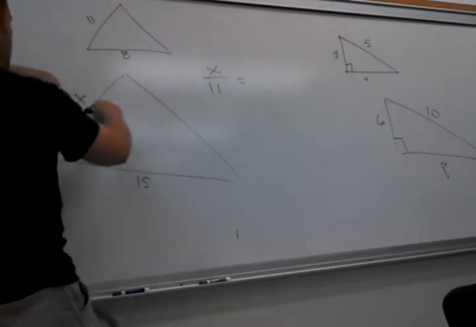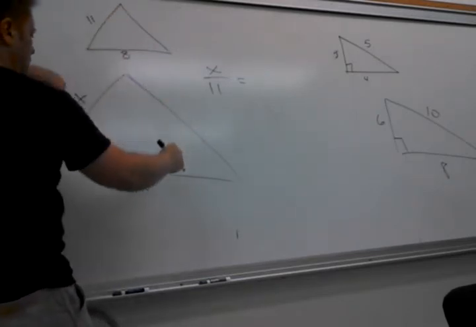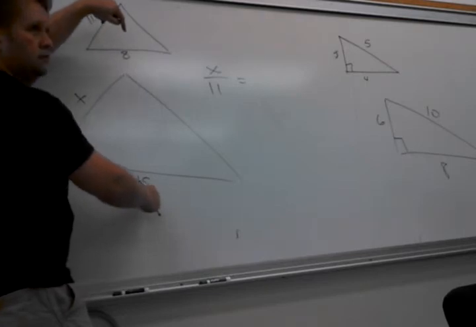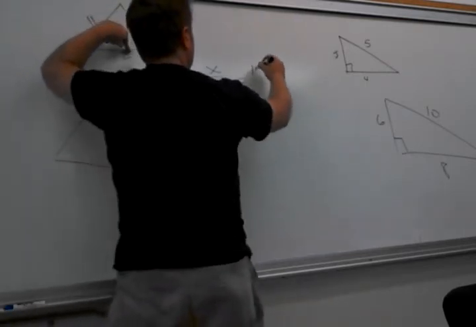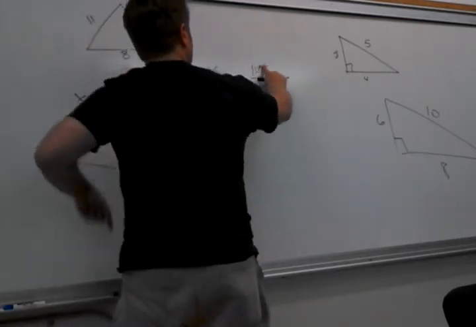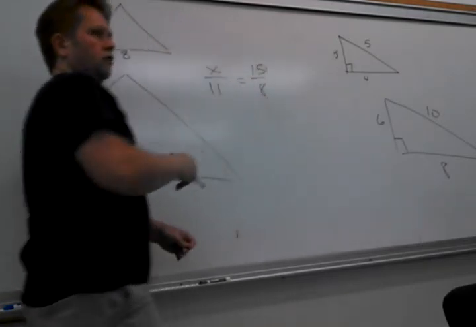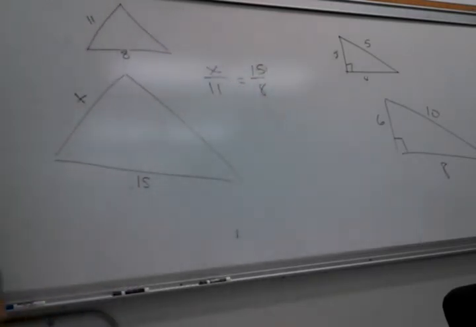This big side to the little side must be the same as the big side to its similar little side. So 15 to 8. Now how do you solve that? Cross multiply, right? You're not going to get a nice, beautiful little number. You're going to get a nifty little decimal or something. But not all numbers can be whole.